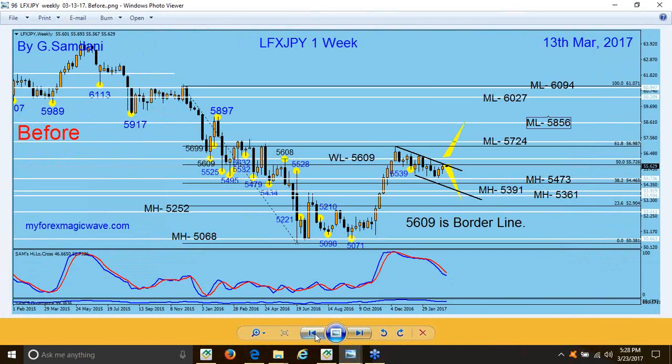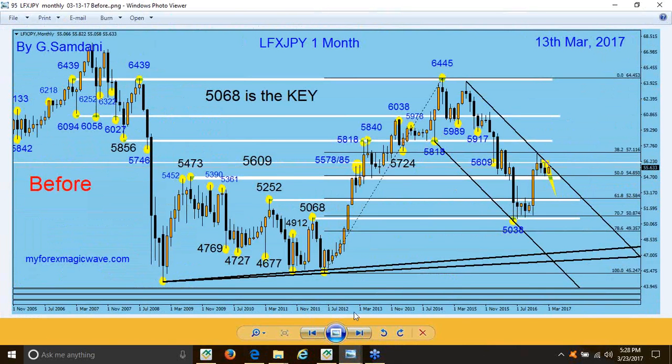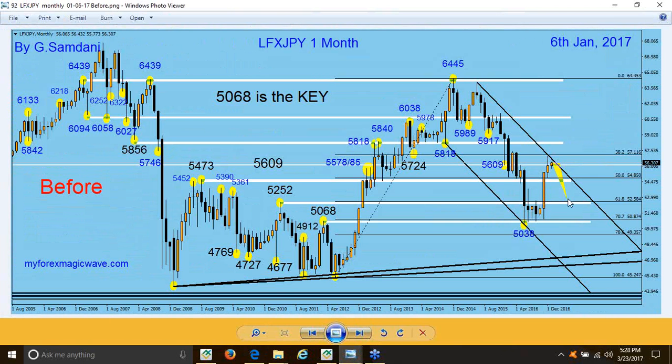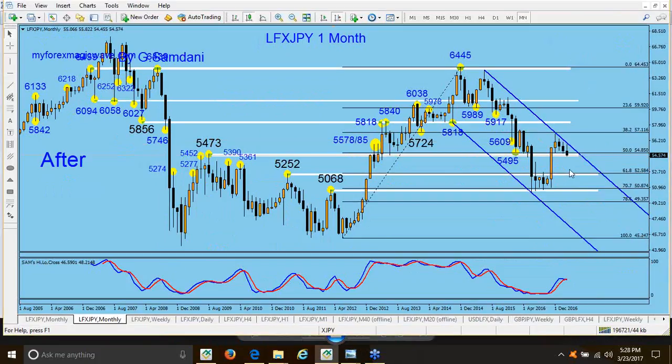See, the monthly was showing this. In fact, go back. From here, I said we're going to drop here. Monthly, it was a long time ago, in January, right? And as of today, it is coming down nicely, and we are at this number. If this number holds, we may go back up again.